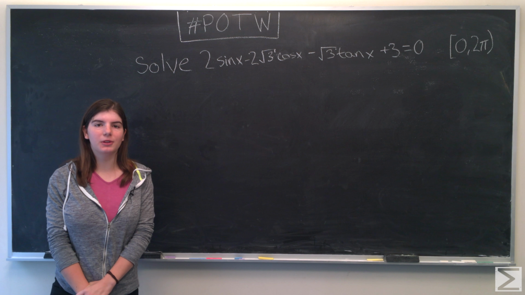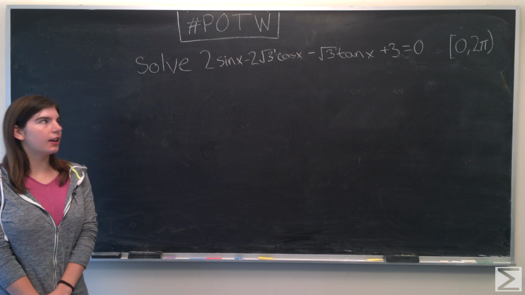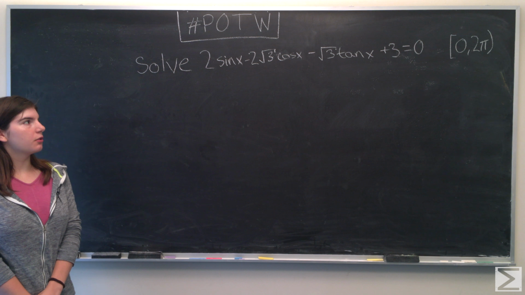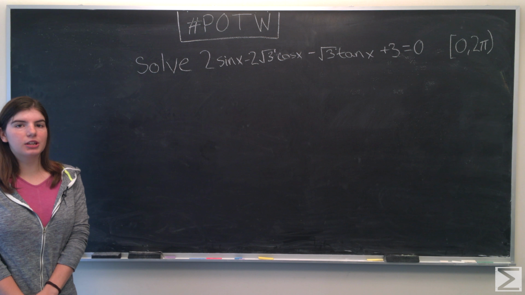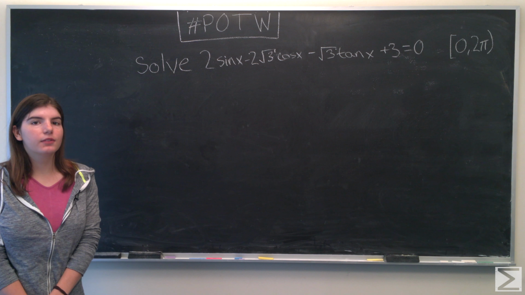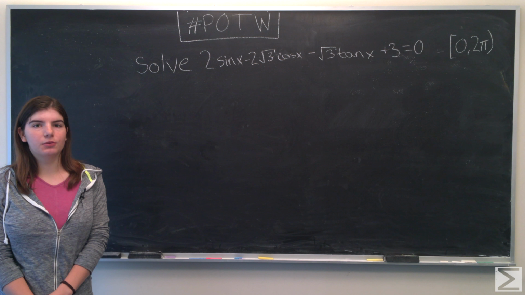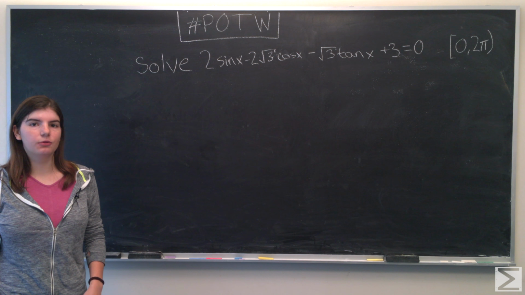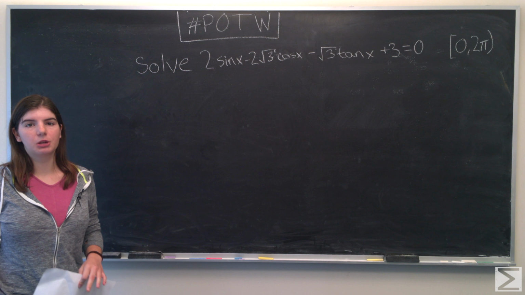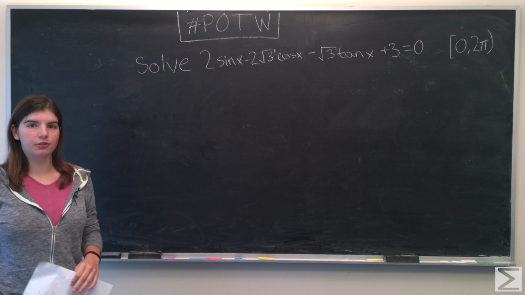This week our problem is solve 2 sine of x minus 2 square root of 3 cosine of x minus square root of 3 tangent of x plus 3 equals 0, and x is on the interval from 0 to 2 pi. Right now the equation is in terms of sine and cosine and tangent, which makes it quite difficult to solve as it is, so we have to manipulate it a little so that we can factor it.